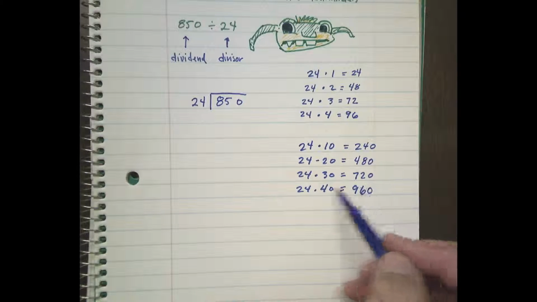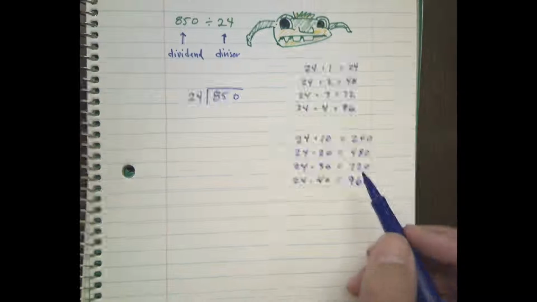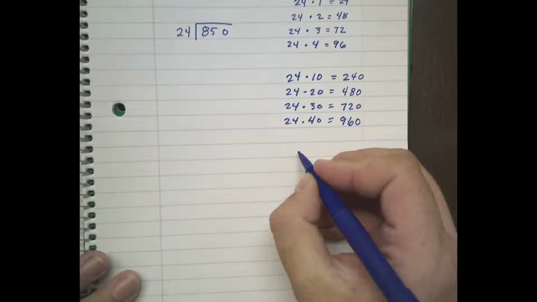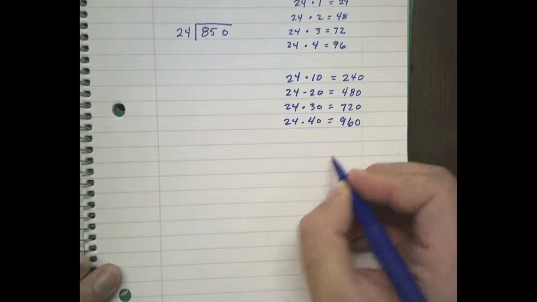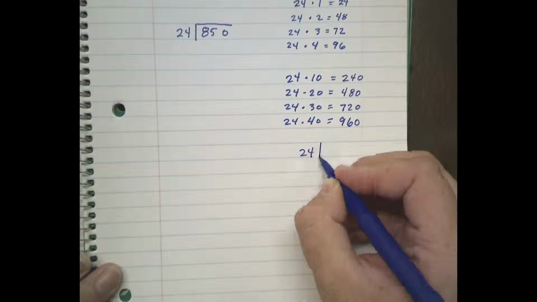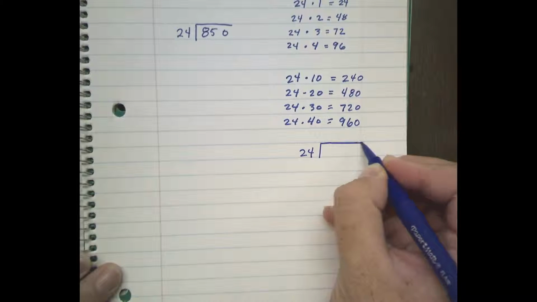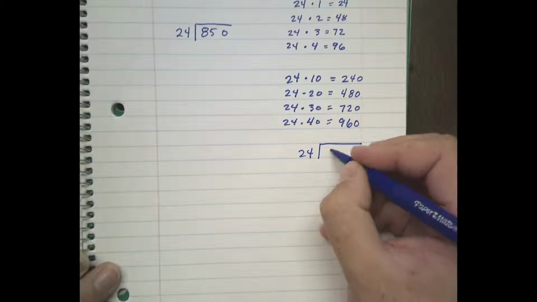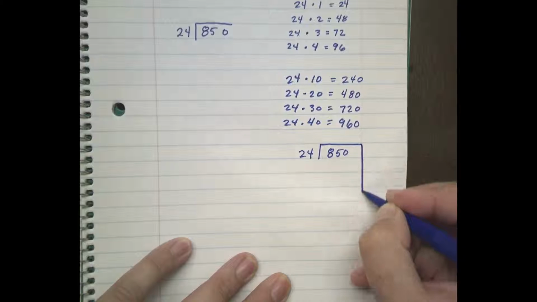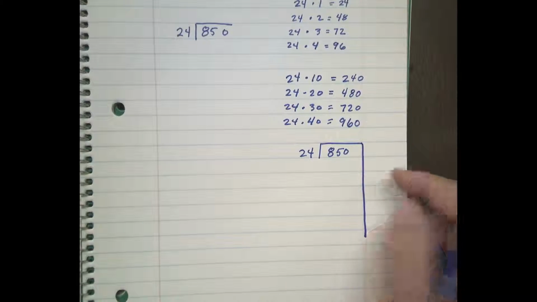So with that in mind, we are going to use a little bit of estimation, and I'll show you how that works right here. We're going to set it up just a little bit differently. I'm going to put my divisor, 24, on the outside like before, and we're going to make something a little bit different here. This is 850. I'm going to draw a line down here, and you'll see this line is going to become important later.